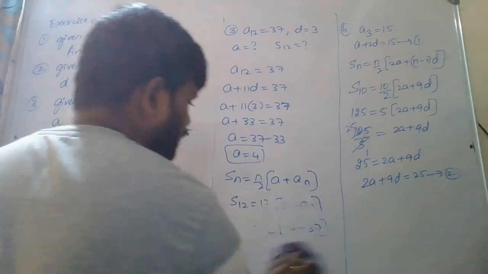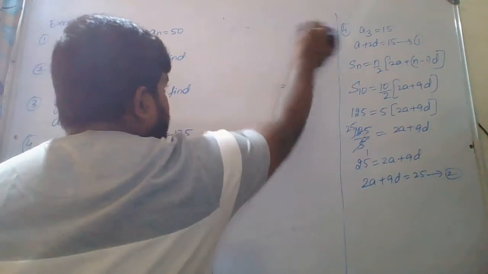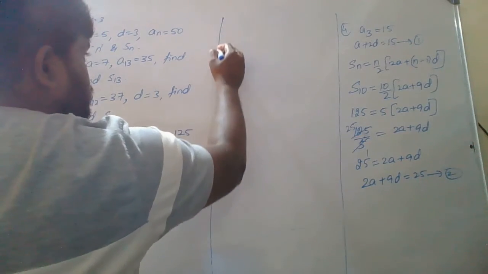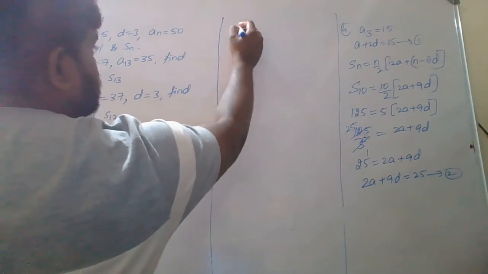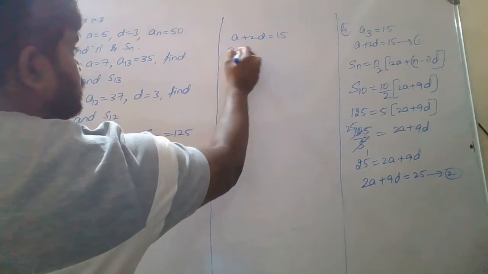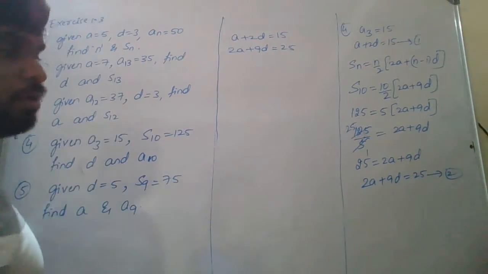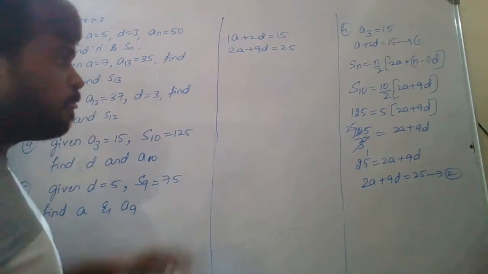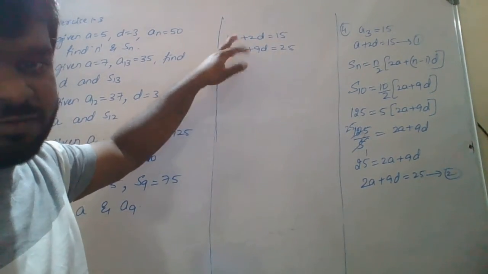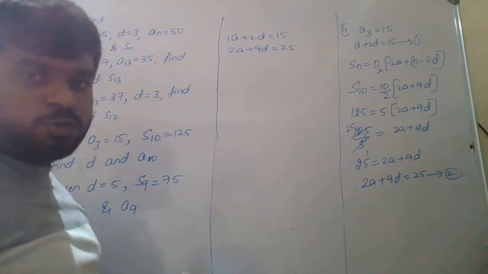So we got equations 1 and 2. Let's solve them by the elimination method. The first equation is a plus 2d equals 15. The second equation is 2a plus 9d is equal to 25. If you wish to eliminate a, you observe the coefficient of a is 1 here, but here the coefficient of a is 2. They are different, so you cannot eliminate now. You have to make them the same. What is the LCM of 1 and 2? It is 2.